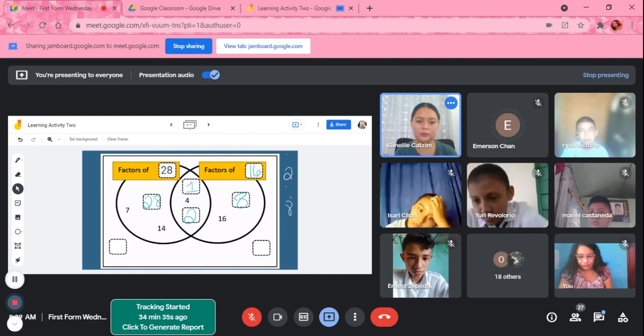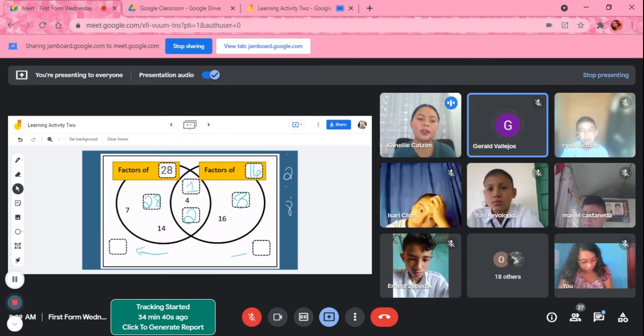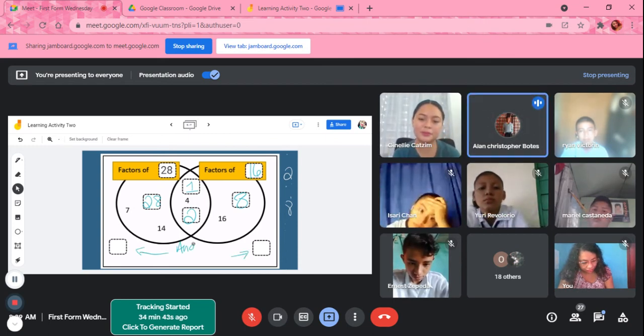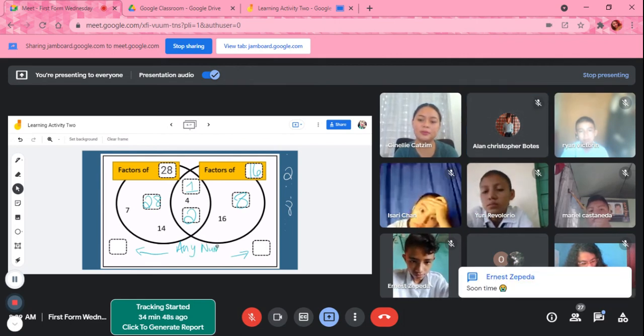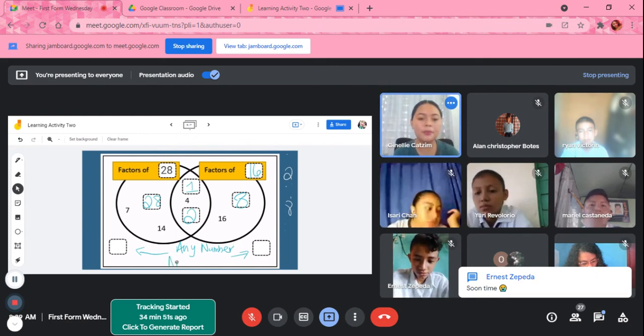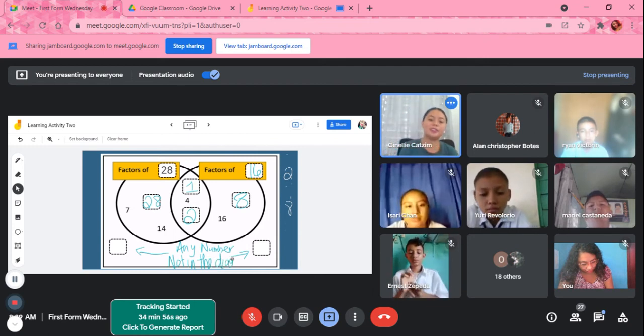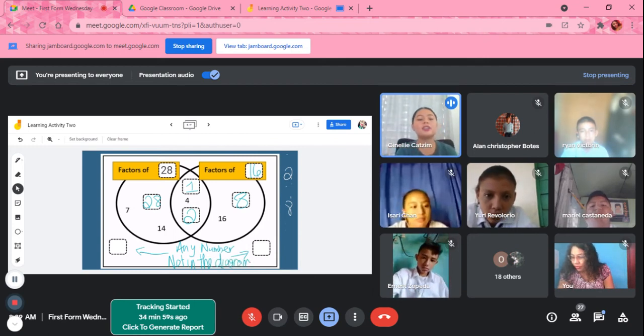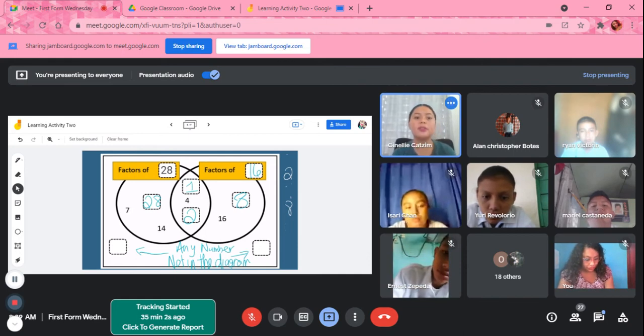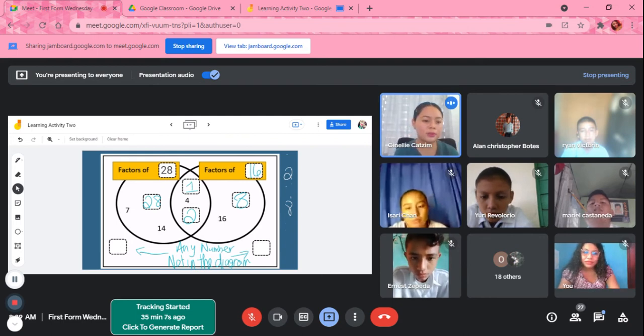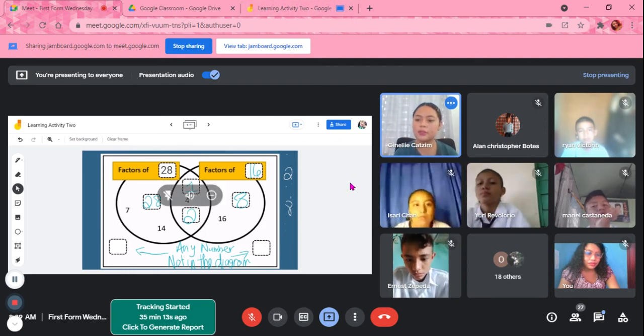10 and 5. Any number that can't be divided by 16 and 28. Any number not divisible. So any number that is not a factor of 28 and 16 can go there, right? So yeah, this is almost time. Let's see the next one.